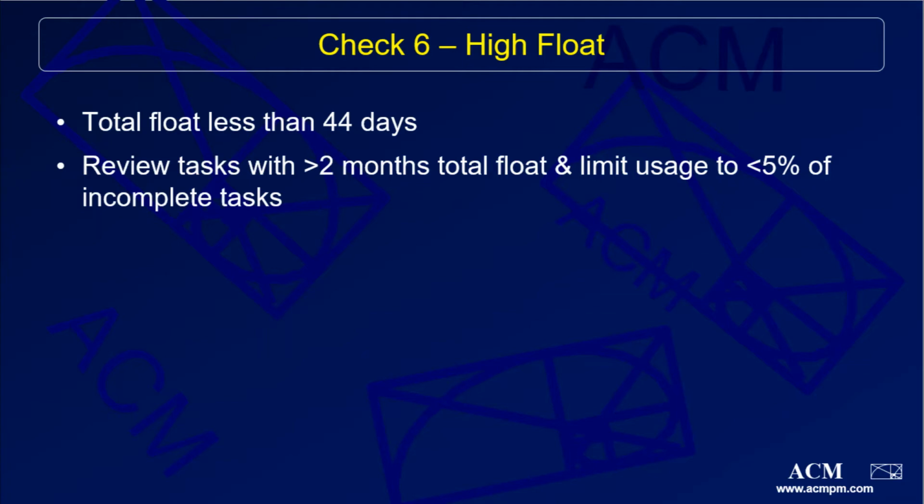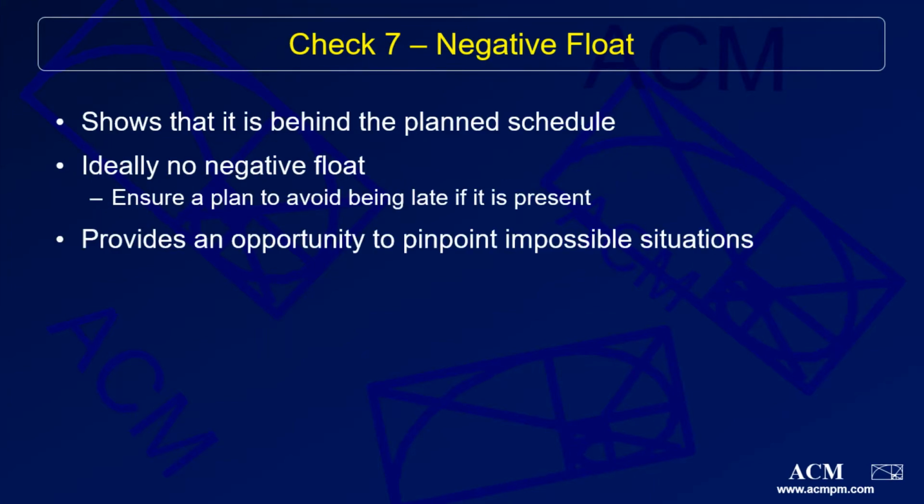DCMA recommends that a schedule not have more than 44 days of total float, so we will review all tasks that have greater than 2 months total float and limit their usage to 5% of incomplete tasks. Check number 7 also relates to float, but this time we will check for negative float. Whenever a schedule has negative float, it is showing that it is already behind the planned schedule.